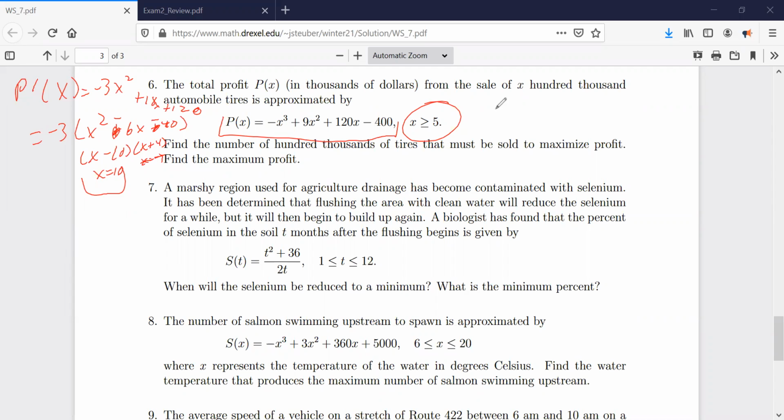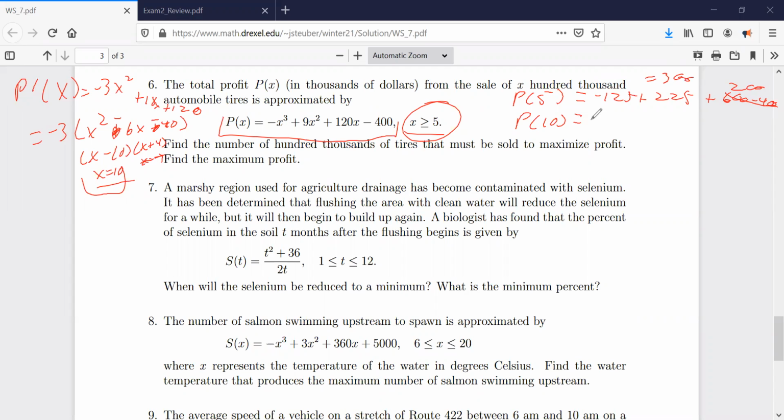Oh, sorry, I also actually have to plug in my point of 5. So I strictly speaking should do P of 5 and then P of 10, because this is my critical point in the bounds, and that is my endpoint of the bounds. So if I were to do that, then I would get -125 plus 9 times 25 is 225 plus 600 minus 400. This is going to give you 300.